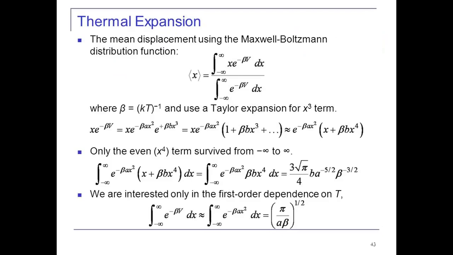So this is the Maxwell-Boltzmann equation. Mean displacement is the integral from minus infinity to plus infinity of x e power minus beta U into dx, by the integral from minus infinity to plus infinity of e power minus beta U into dx, where beta is equal to (kT) power minus 1, or 1 by kT, with T the absolute temperature, and we use a Taylor expansion for the x cube terms.